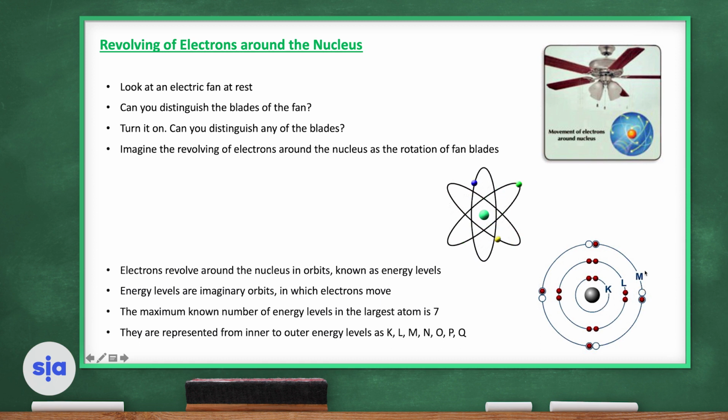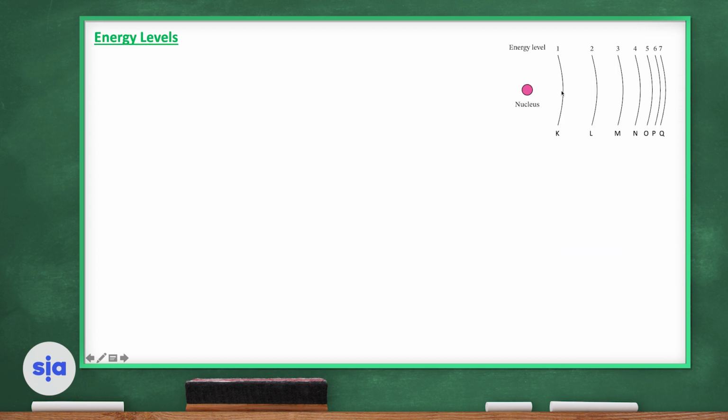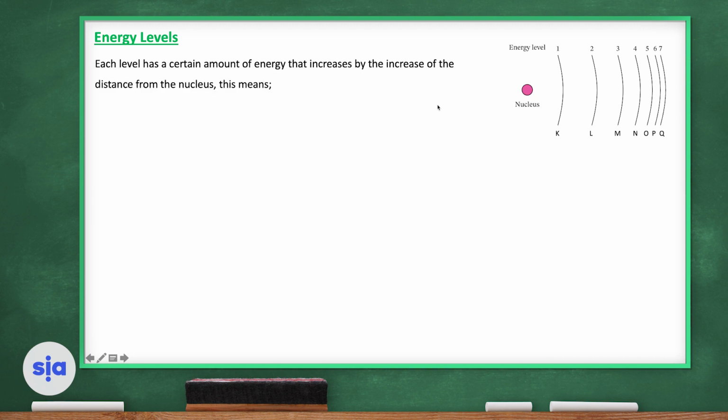They are represented from inside to outside by alphabets from K to Q. K, L, M, N, O, P, Q. Here are the orbits, or what we call energy levels, from 1 till 7. K, L, M, N, O, P, Q. And this is the nucleus at the center of the atom.